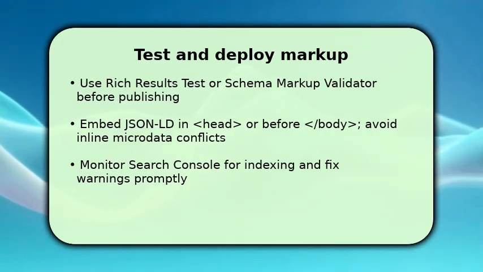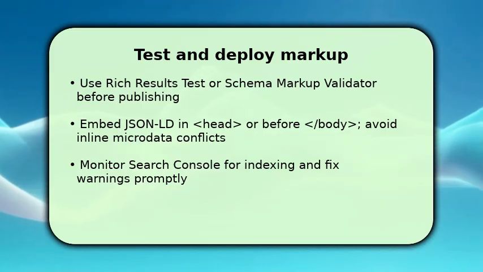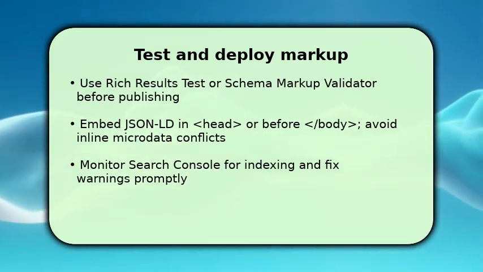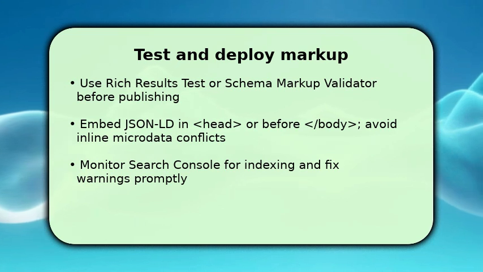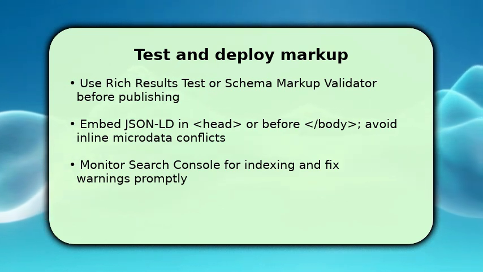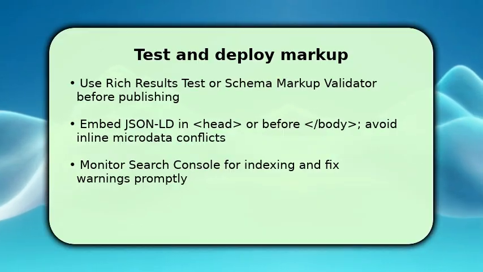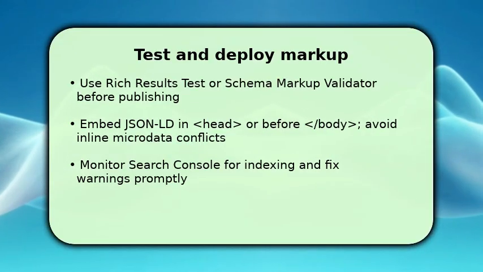After deployment, monitor Google Search Console for indexing errors and rich results status. If issues appear, check property names, price formats, and availability URLs. A common fix is correcting currency codes or ensuring identifiers are unique per product, which resolves most parsing errors.